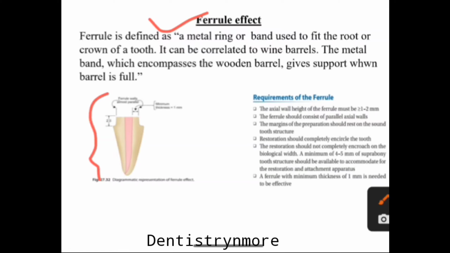So this is a diagrammatic representation of the ferrule effect. This figure is very important, and if you draw this figure or mention this figure, you can score more marks. And these are the requirements of the ferrule: the axial wall height of the ferrule must be greater than or equal to 1 to 2 mm. The ferrule should consist of parallel axial walls, and the margins of the preparation should rest on sound tooth structure. So these requirements you can mention.